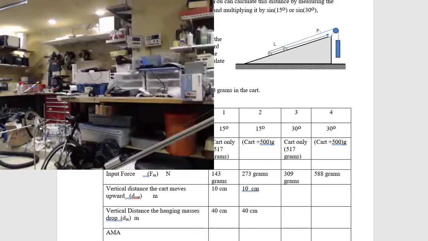So I'm going to write that in here because I didn't do that earlier. The vertical distance here is 46 centimeters. And the vertical distance of the hanging mass, I said, was 93 centimeters. And that was going to be the case for both of them.